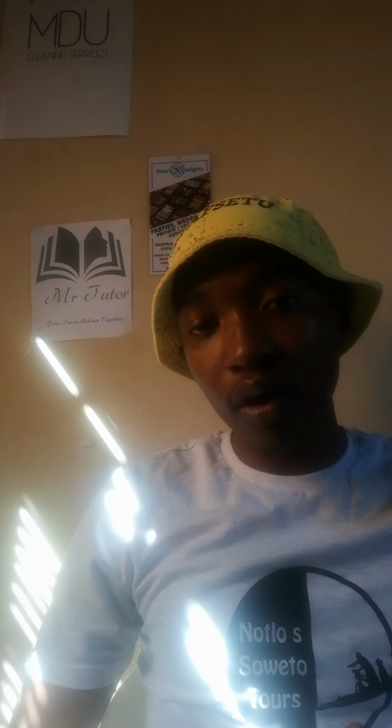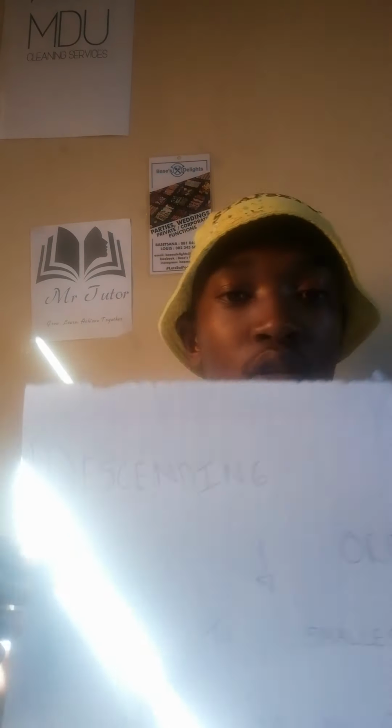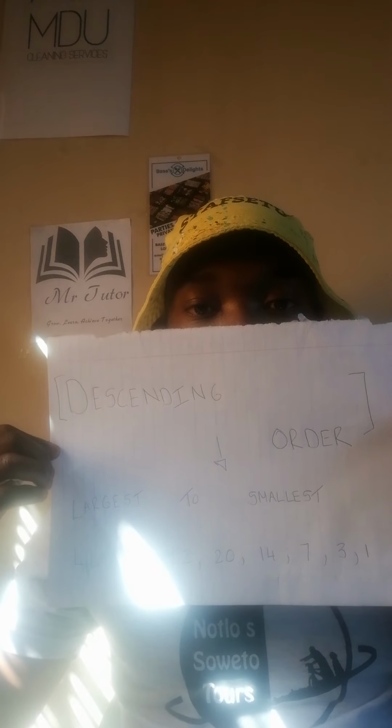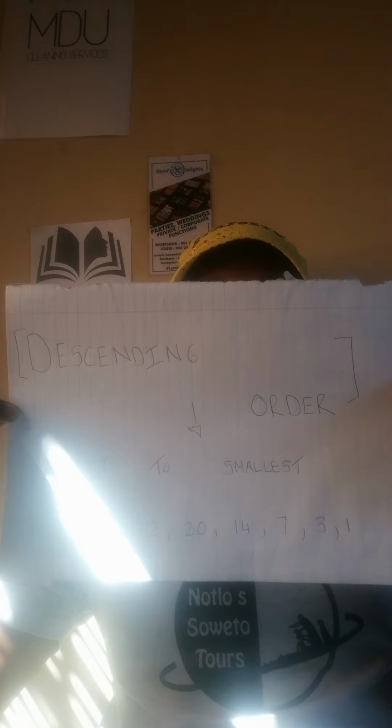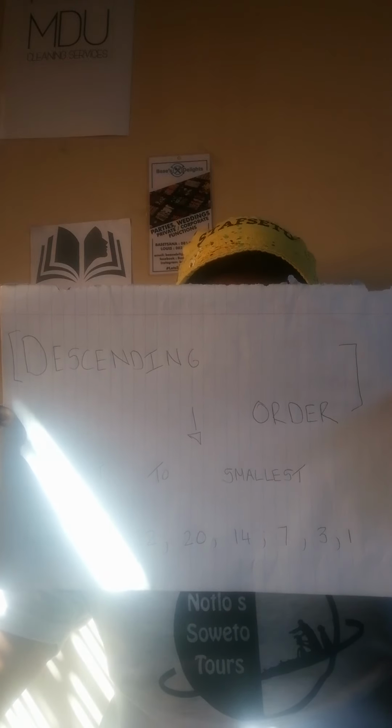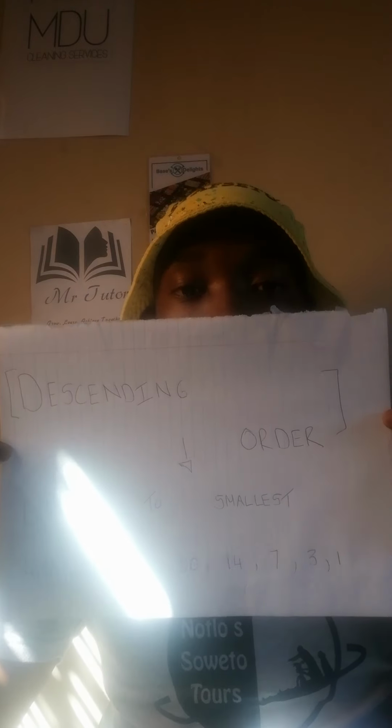Descending order is the direct opposite of what ascending order is. It's very simple. Descending order is simply sorting out your numbers from the largest to the smallest. These are your numbers. Sorting out these numbers from the largest to the smallest.